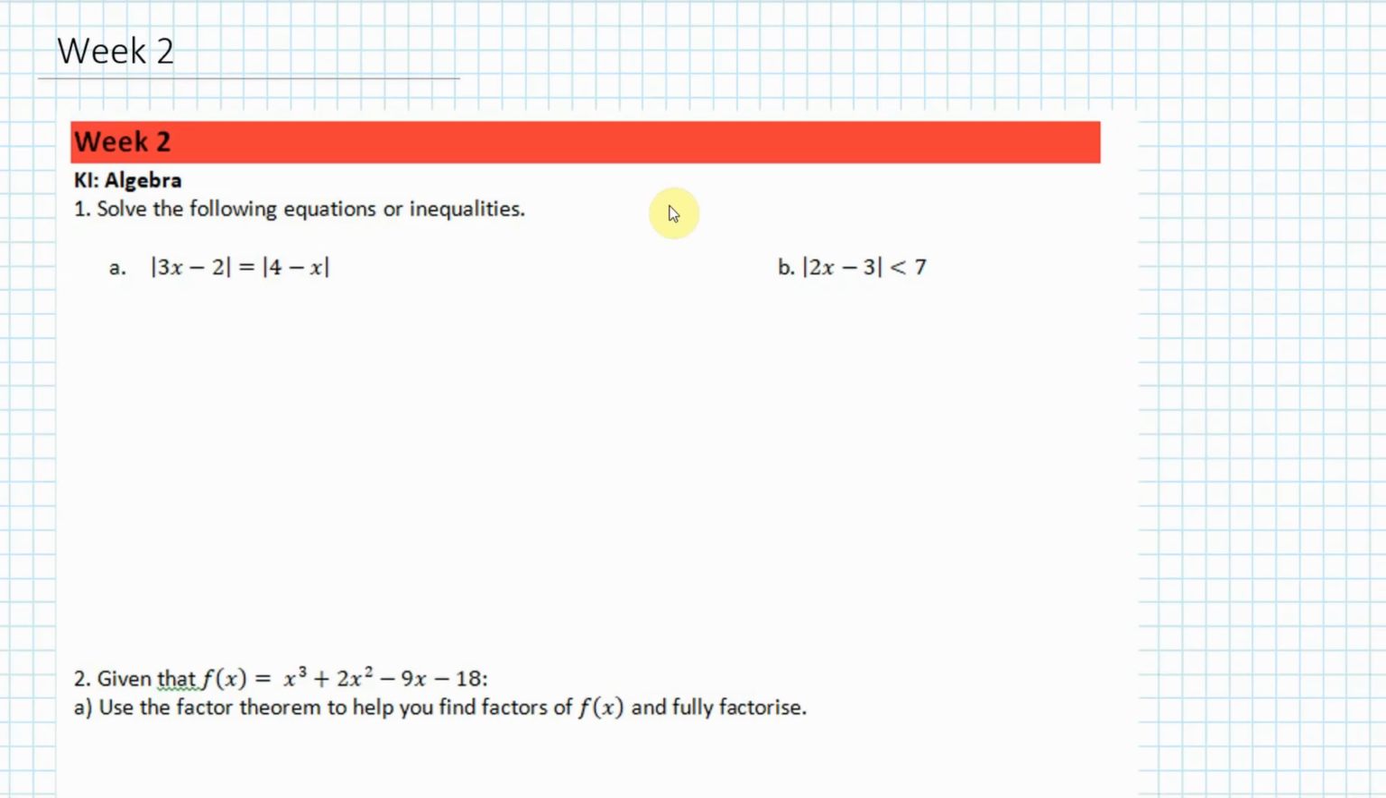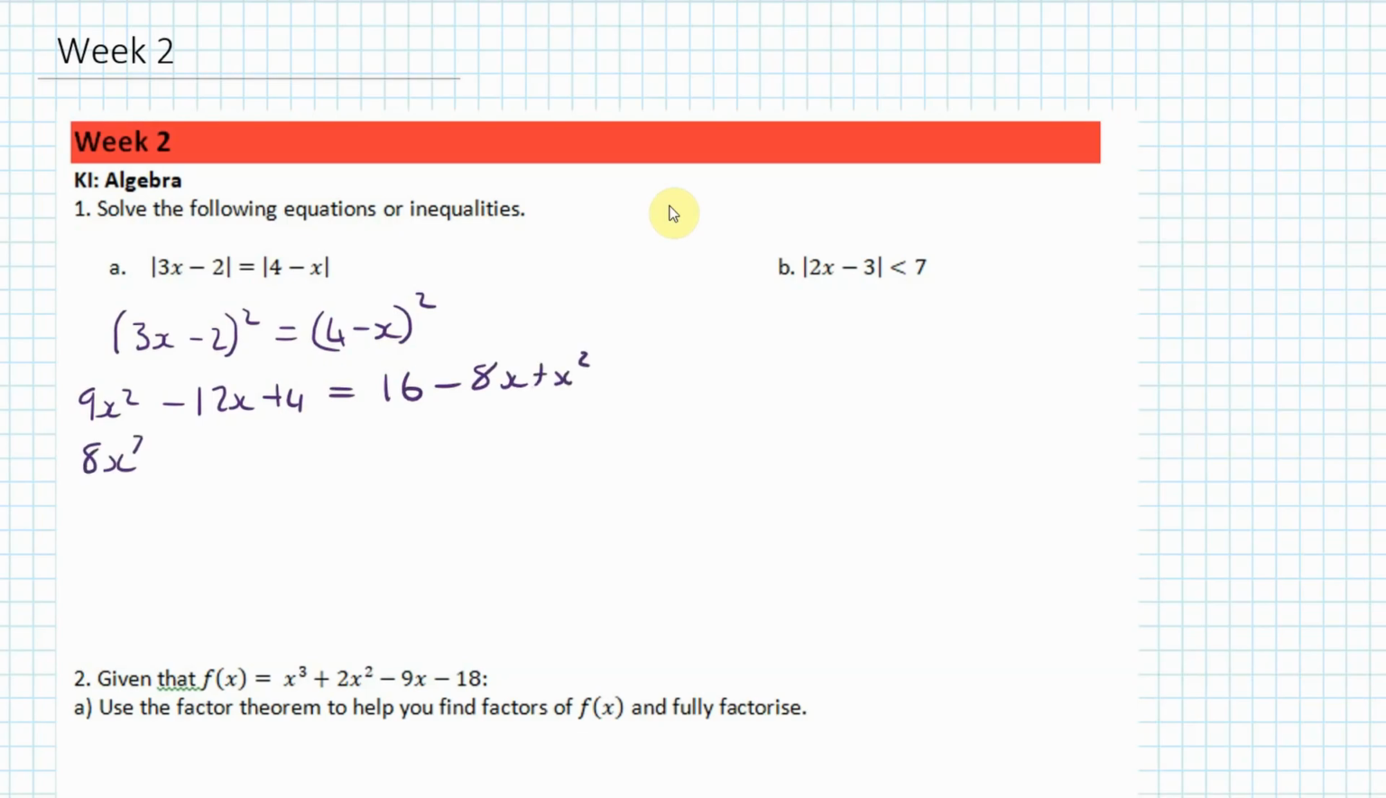So the method that I've been using for these has been squaring both sides, so I will continue doing that in this video. Alright, so we're going to square both of these. So I get 9x squared minus 12x plus 4 is equal to 16 minus 8x plus x squared. I think I'll pull everything across to the left hand side, so I get 8x squared minus 4x minus 12 is equal to 0.